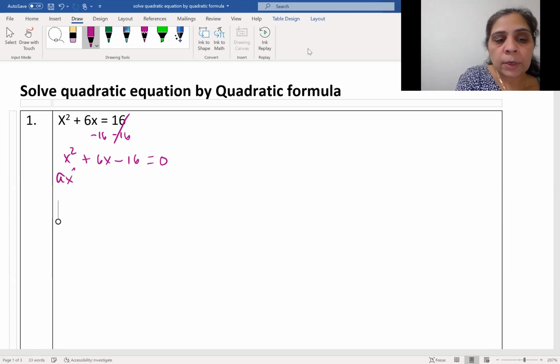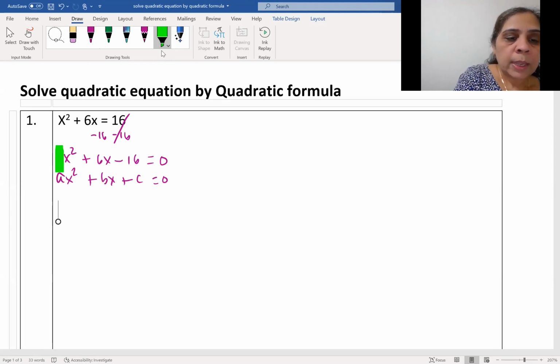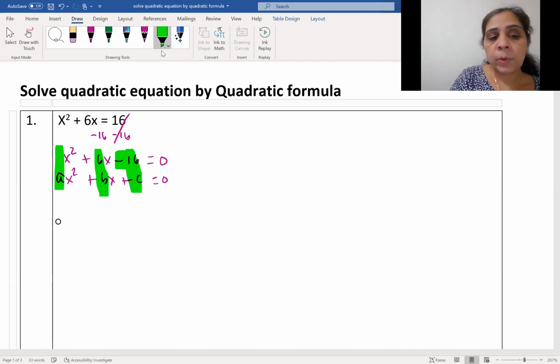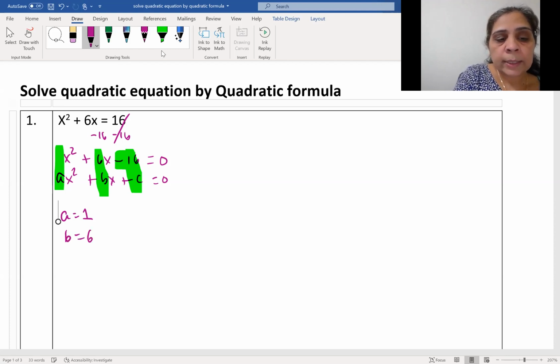So I will write down under this ax squared plus bx plus c equals 0. We will find out what my a is, what b is, and what c is. We will take them with the sign. So my a is 1. I don't have any coefficient of x squared, that means a is 1. What is the b value? b is 6. And c is negative 16. So this is important, how we recognize a, b, and c.